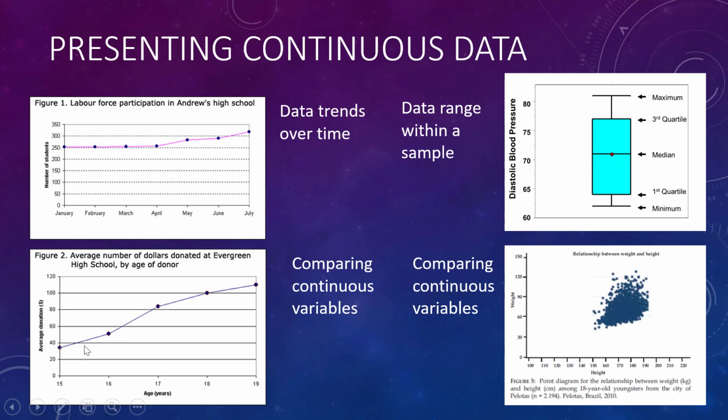We can compare continuous variables. So this is comparing age versus average donation. So now we're looking at two different variables and kind of mapping out what those two different variables look like, one compared to the other. And what we see is that at a higher age, we have a higher donation.